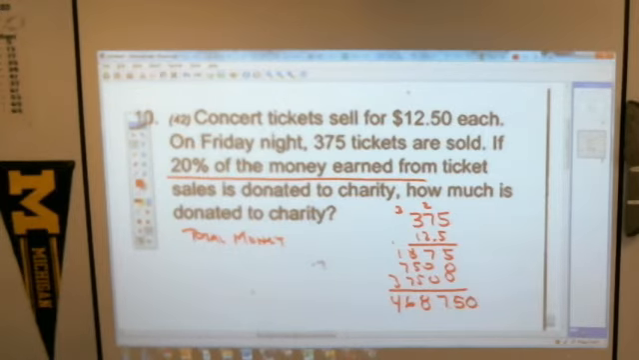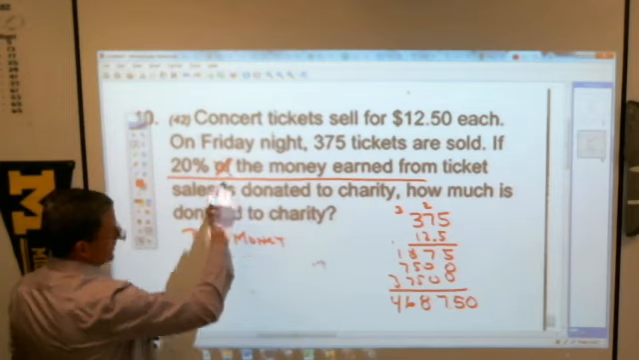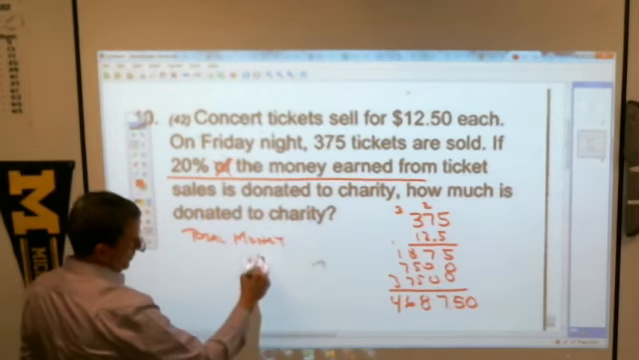Nah, I got one number off. Wait, did I get that? I think I got it wrong. I did it fast. No, I think I got it right. It's alright. So then you just need this 20% of, which is 0.2.